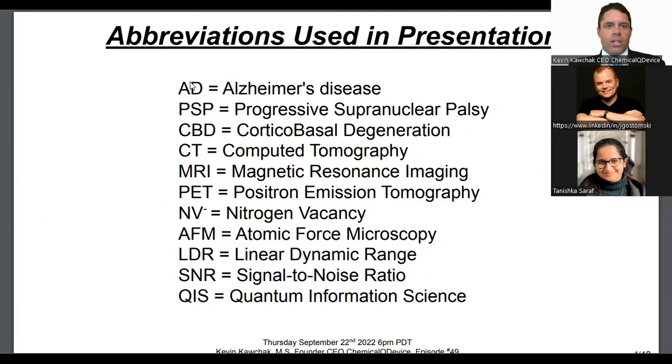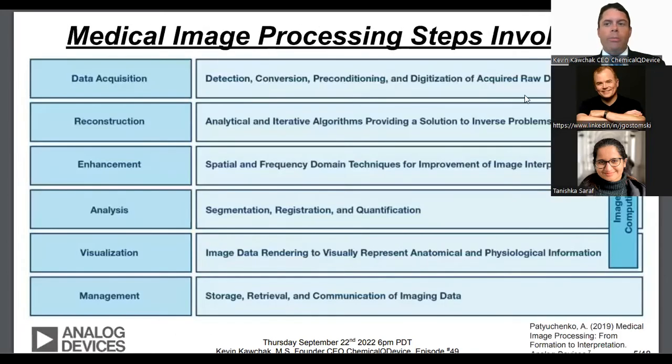Some of the abbreviations, the PSP and the CBD, these are specific things, save for Alzheimer's, dementia, and a lot of these other ones. I'll use NV a lot. So inside a diamond that has these vacancies, it's a nitrogen vacancy. And then linear dynamic range, signal to noise, and quantum information.